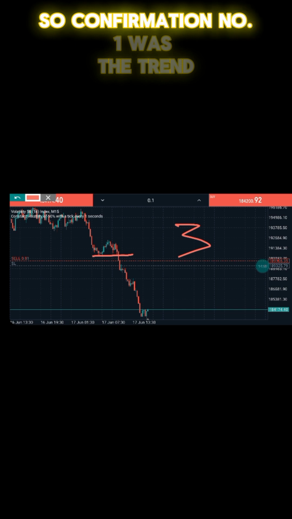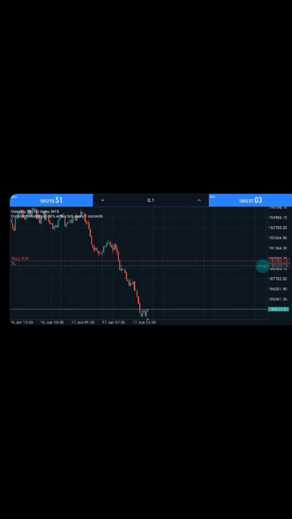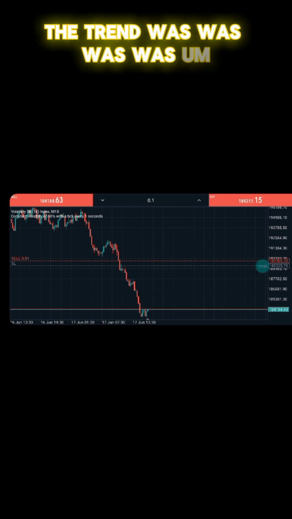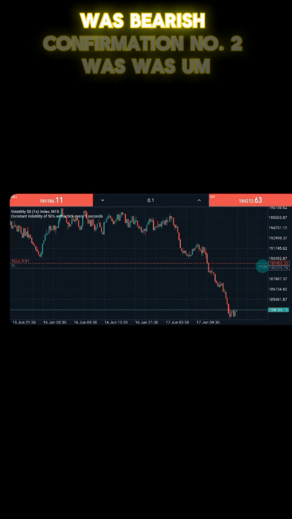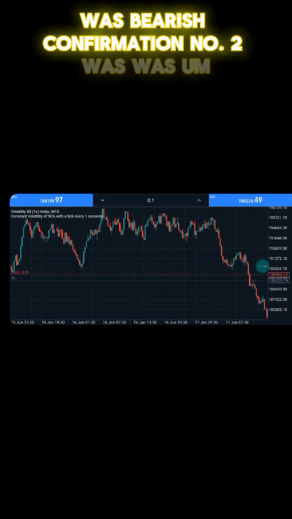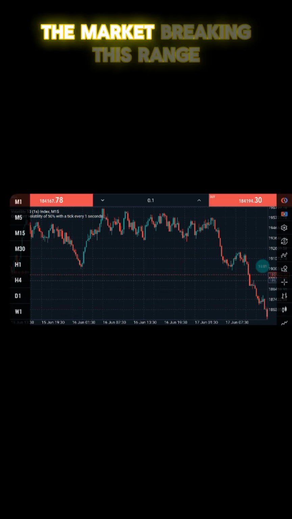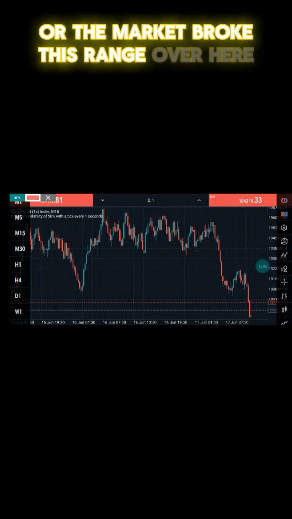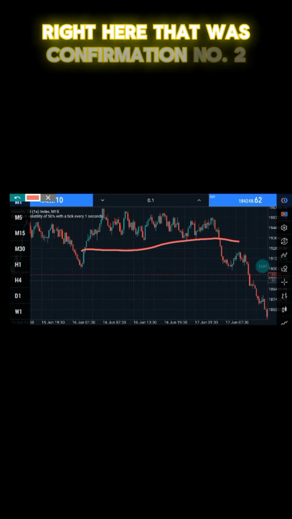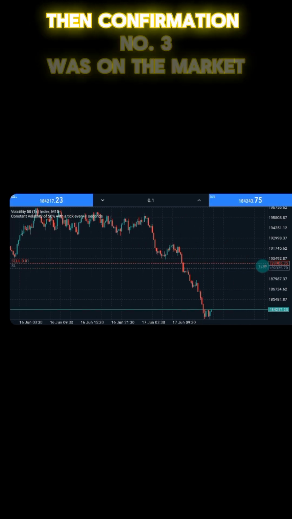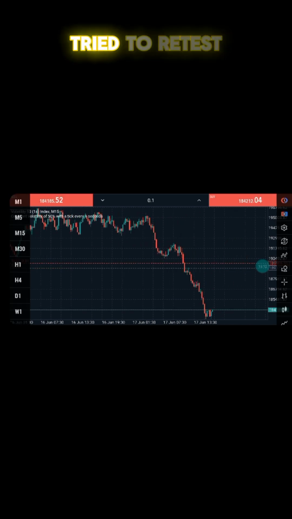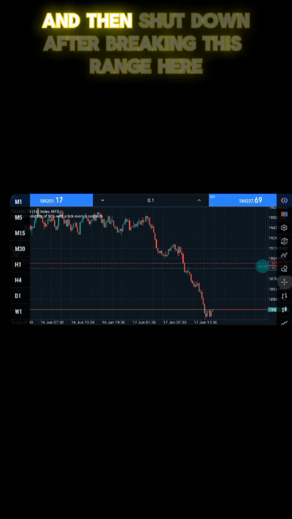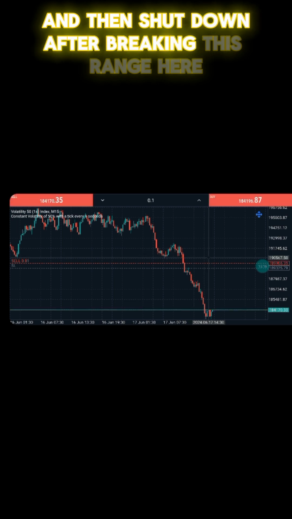So confirmation number 1 was the trend. The trend was bearish. Confirmation number 2 was the market breaking this range. The market broke this range over here, right here. That was confirmation number 2. Then confirmation number 3 was when the market tried to retest and then shot down after breaking this range here.